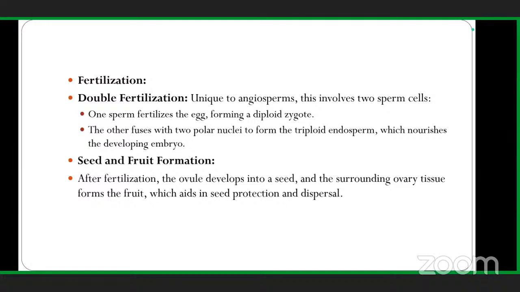The zygote will form, then the zygote will undergo repeated divisions and an embryo will form. Then the endosperm will give nourishment, meaning it will take care of the embryo. That is the role of the endosperm. The endosperm is the result of fusion with two polar nuclei to form the triploid endosperm. It is triploid in nature. Always remember, endosperm is triploid. This is a very unique characteristic of the angiosperm group.